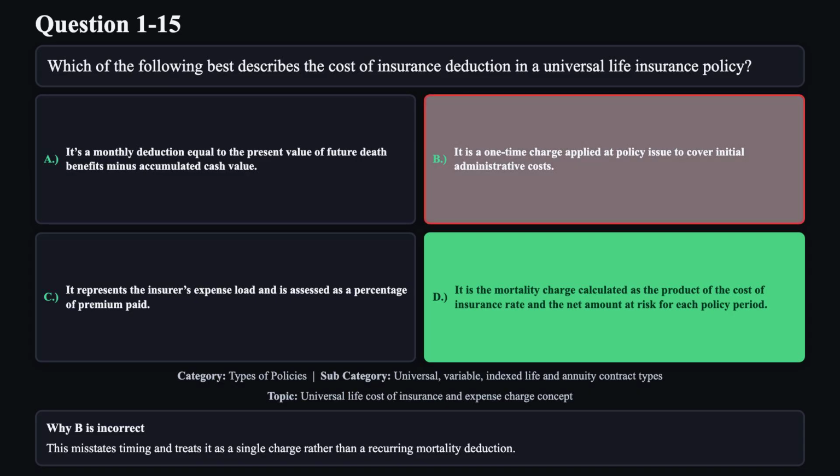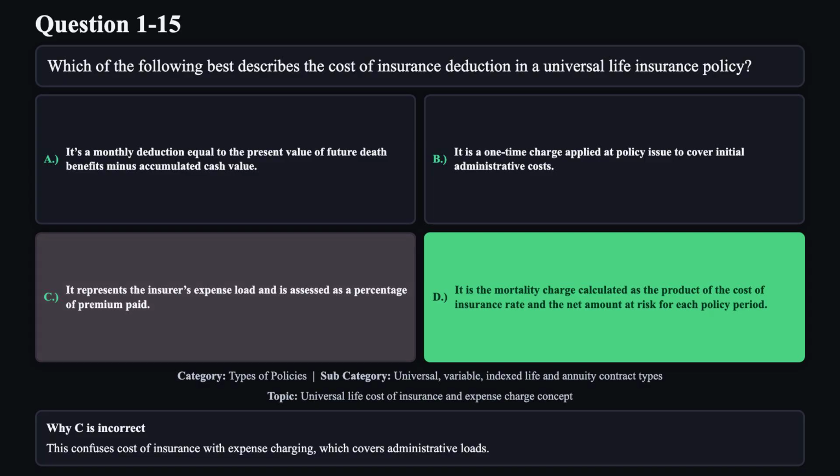Reason B is not correct. This misstates timing and treats it as a single charge rather than a recurring mortality deduction. Reason C is not correct. This confuses cost of insurance with expense charging, which covers administrative loads.